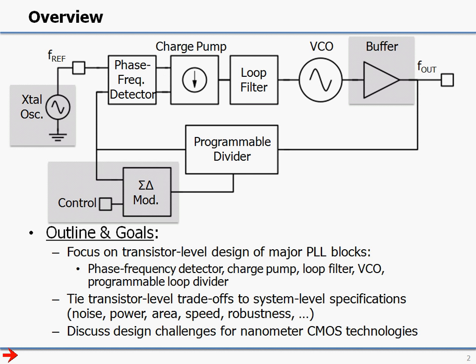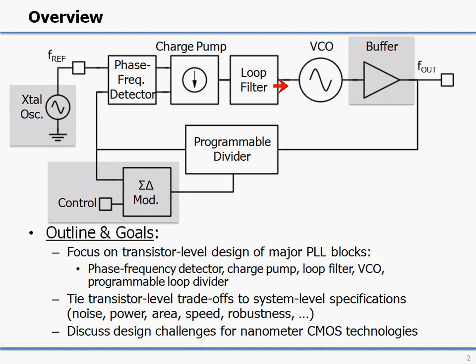So we're going to talk about transistor level design of the critical PLL circuits. By now you're very familiar with a PLL. It takes the reference frequency, compares it to a divided feedback version of the output frequency, determines if there are phase or frequency errors, converts those into signals that drive the charge pump. The charge pump then creates charge packets that are integrated on the loop filter to figure out what the correct tune voltage is to tune the VCO.